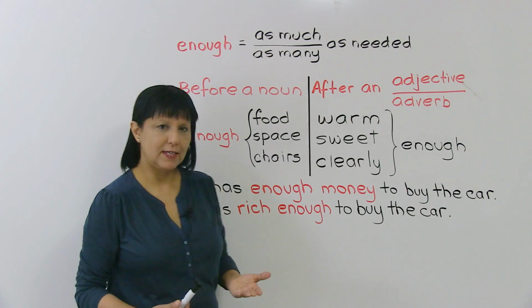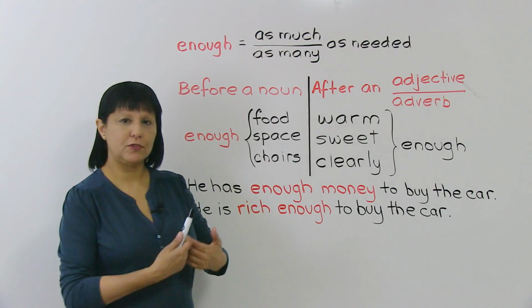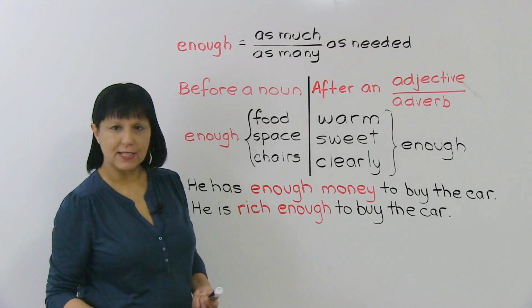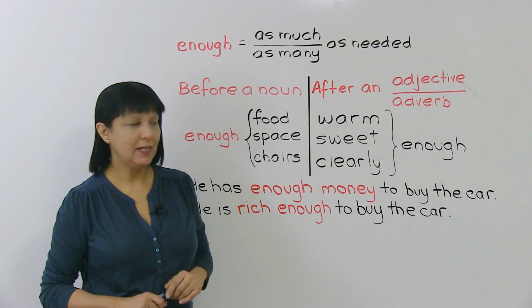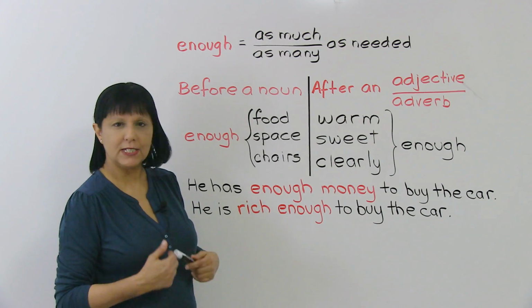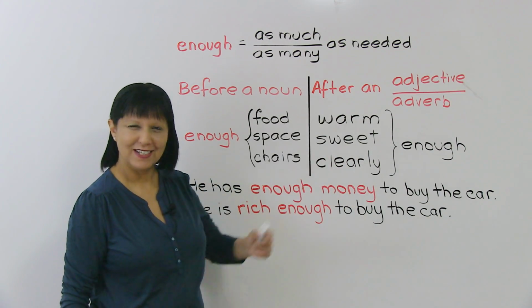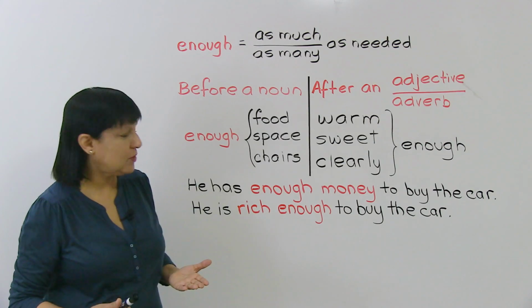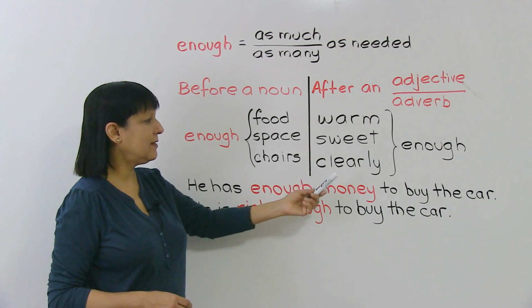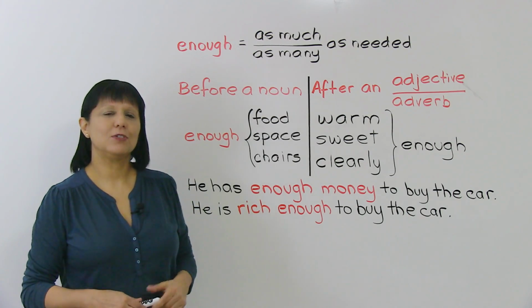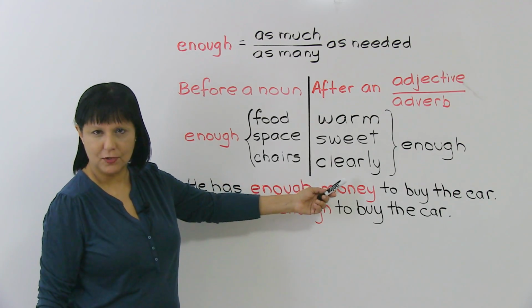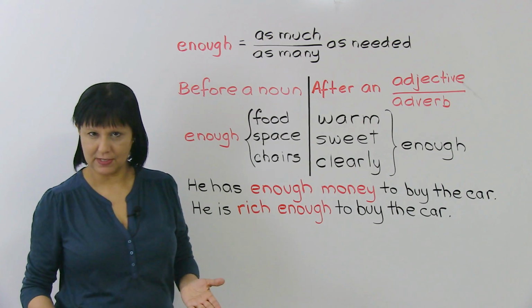Now, as I said, you can also use it after an adjective. For example, it's warm enough in the room. Okay? Or, is your tea sweet enough? Or, the teacher explained the lesson clearly enough for everyone to understand. Okay? So the last one was an adverb. The other two were adjectives.